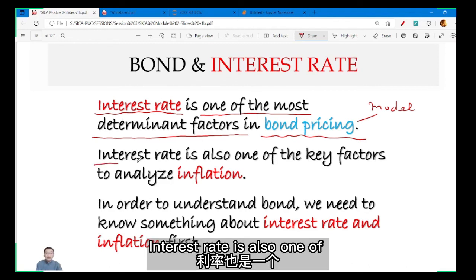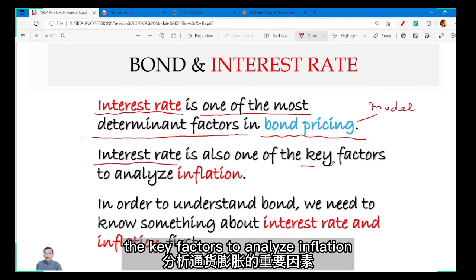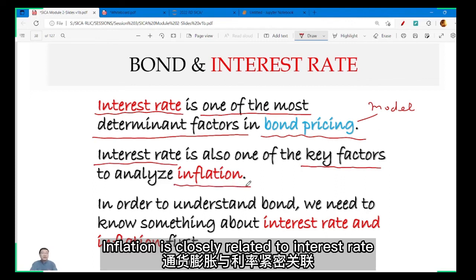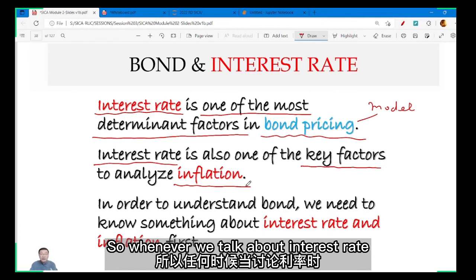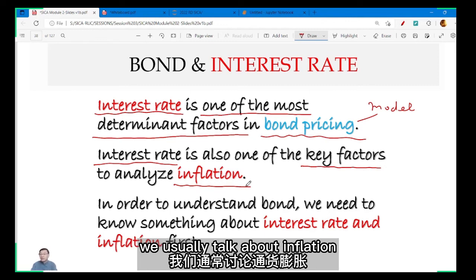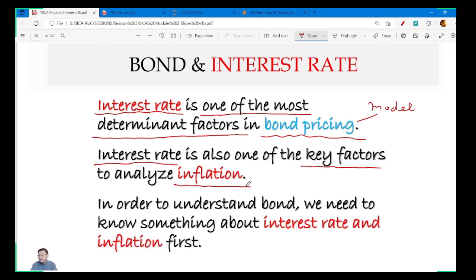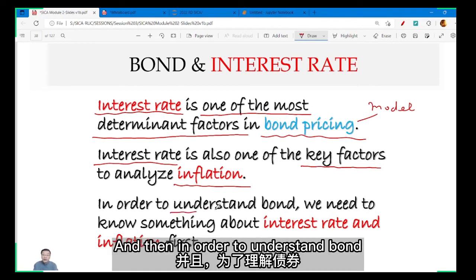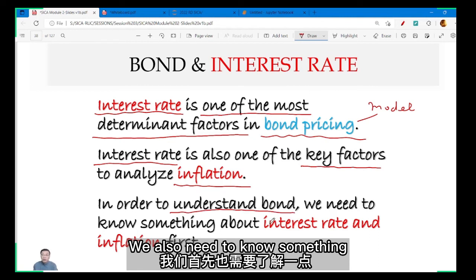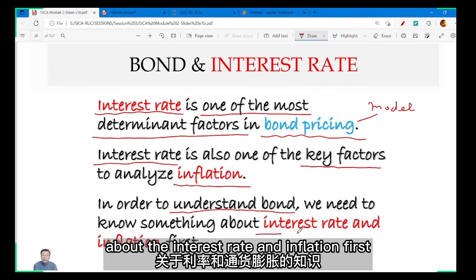And interest rate is also one of the key factors to analyze inflation. Inflation is closely related to interest rate. So whenever we talk about interest rate, we usually talk about inflation. And in order to understand bonds, we also need to know something about interest rate and inflation first.